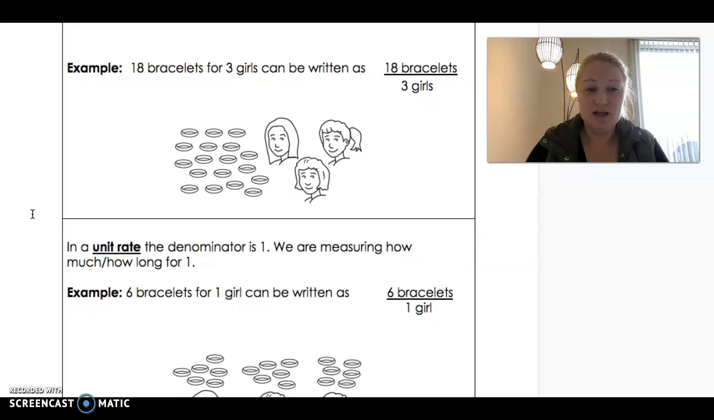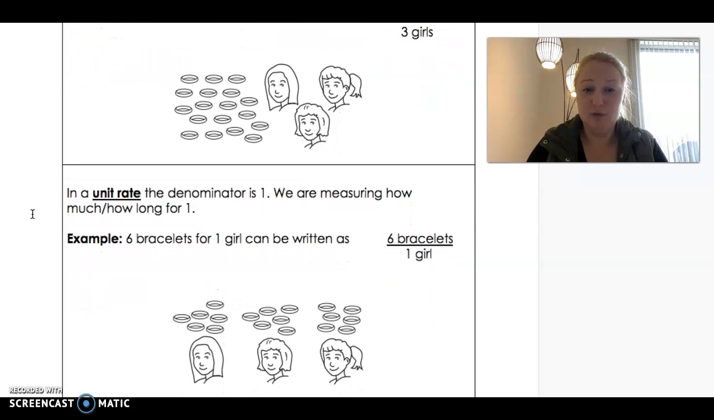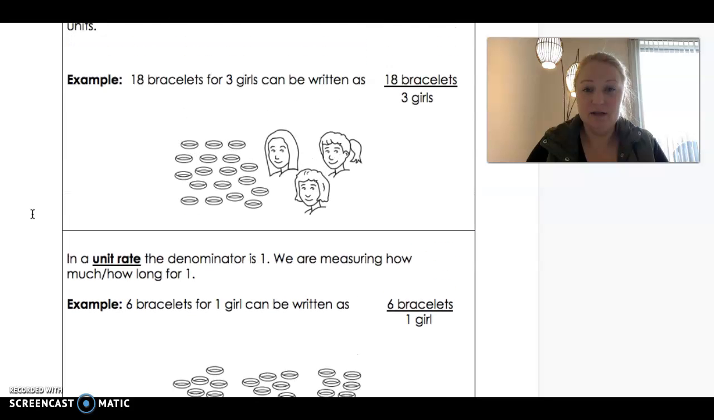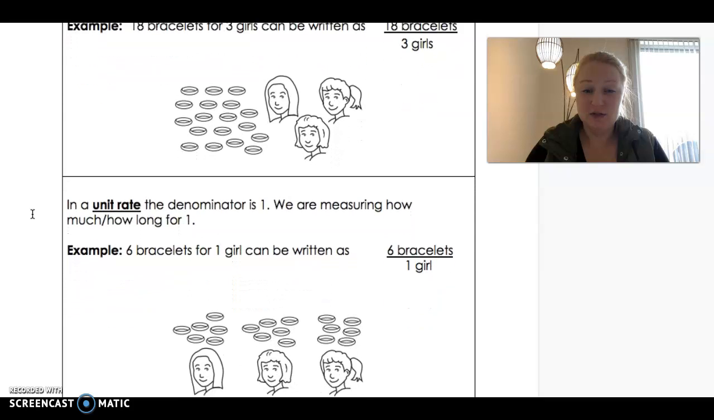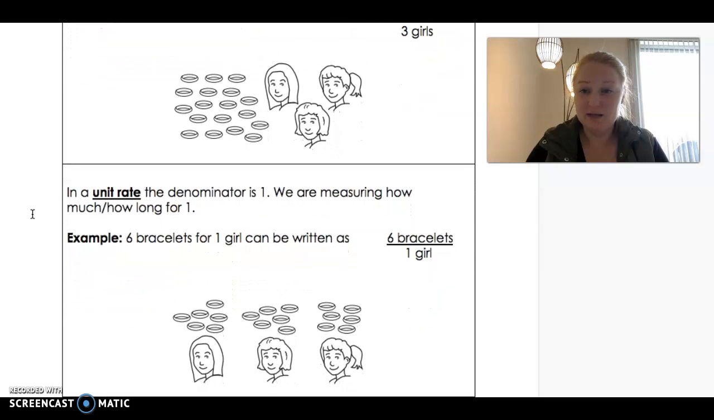We're measuring either how much or how long for 1. So if we look at the example above, 18 bracelets for 3 girls, we want the denominator to be 1. So the denominator would just be 1 girl. So as you can tell, that would mean that our unit rate would be 6 bracelets for every 1 girl.